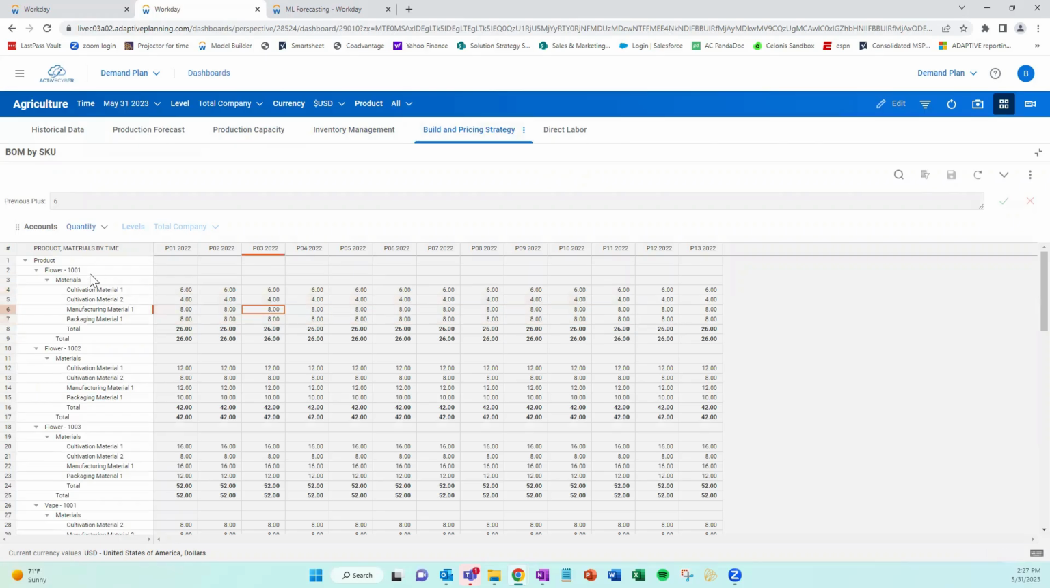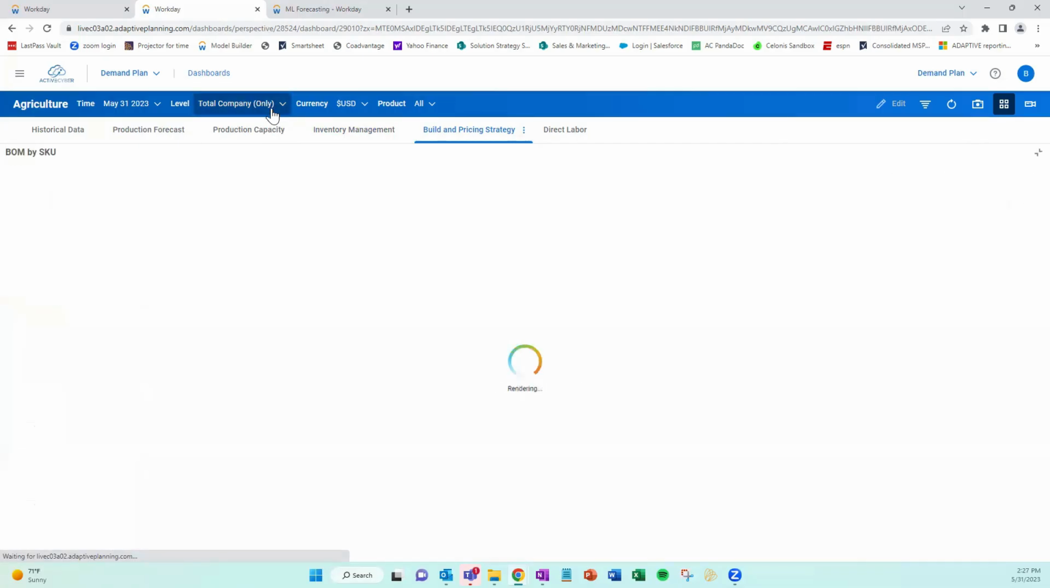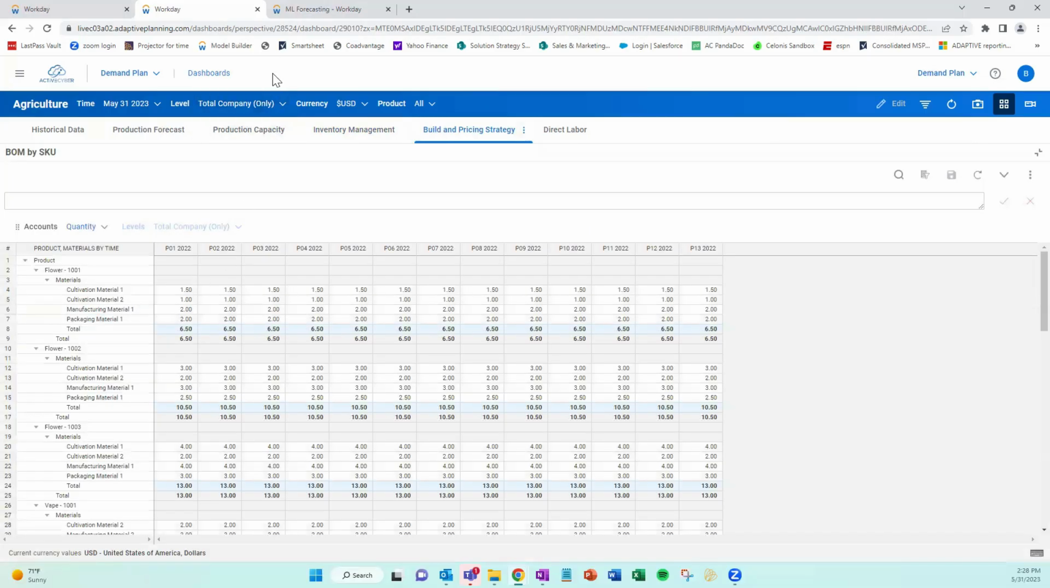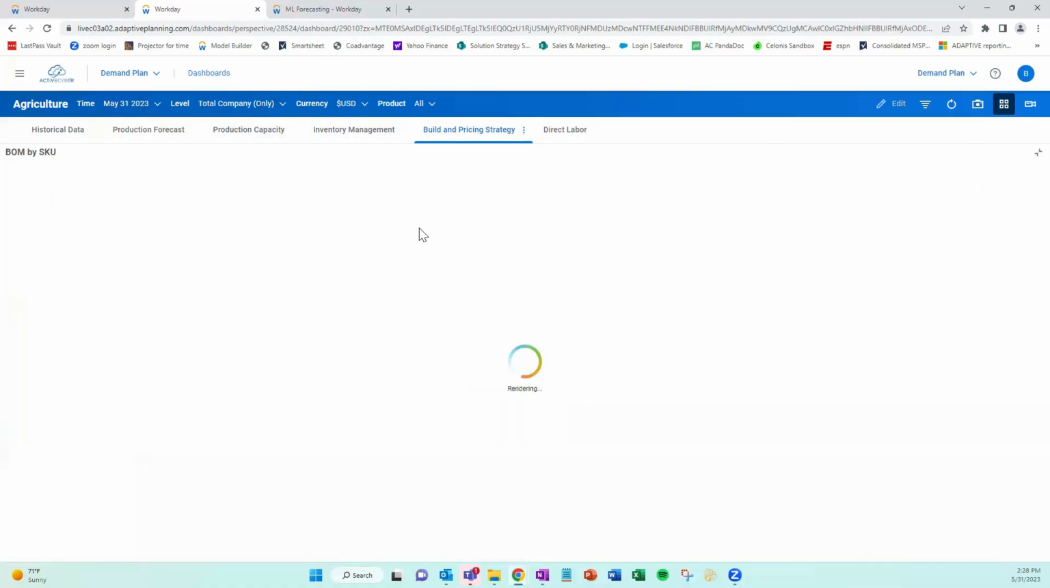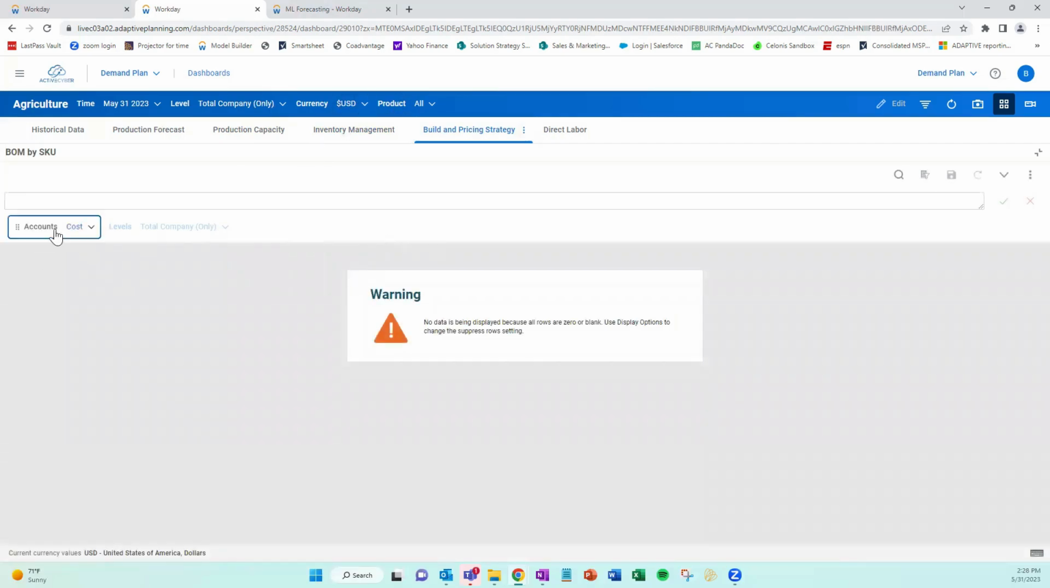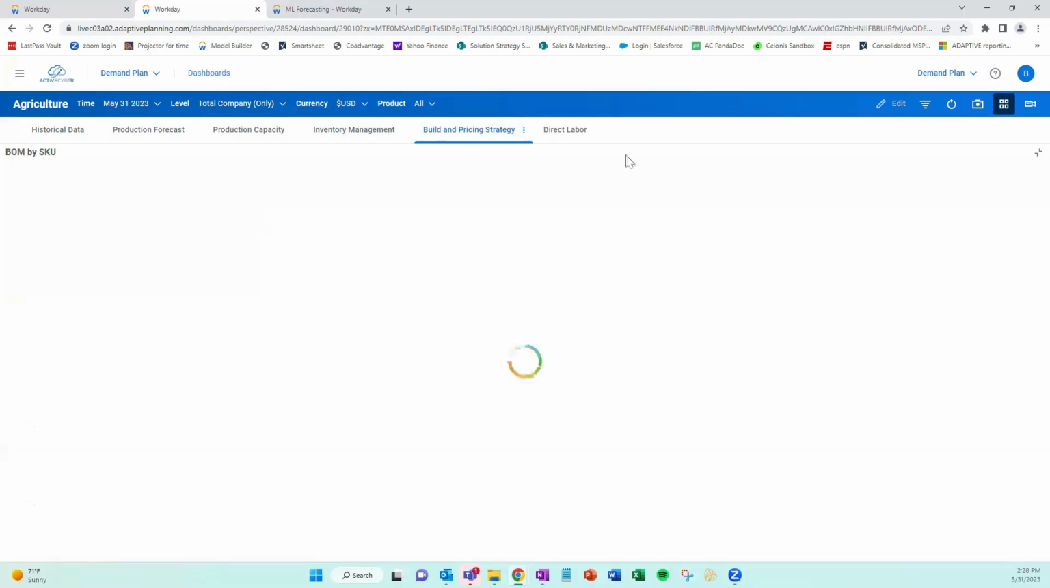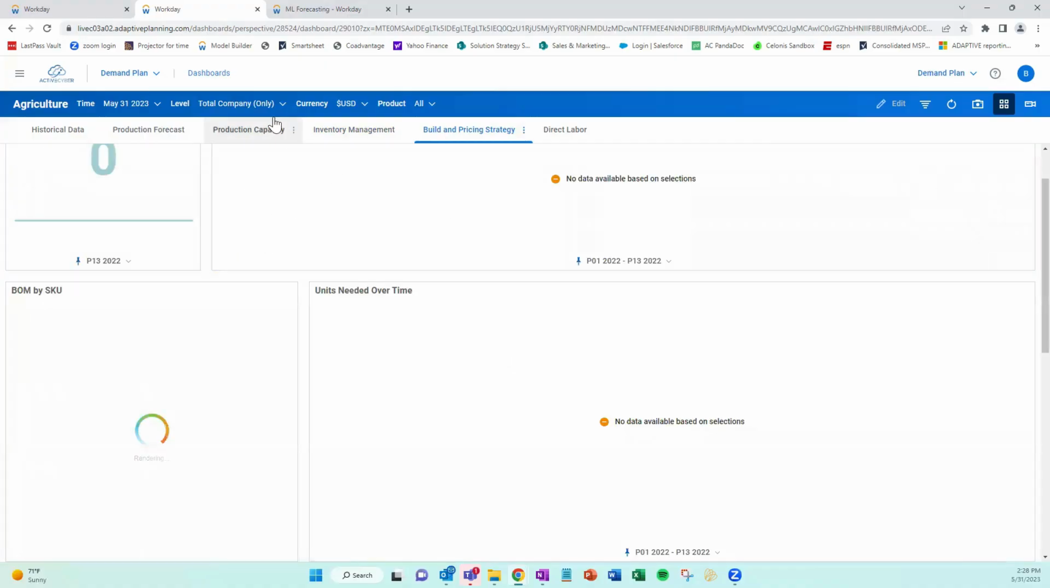Well, we see here that for flower 1001 SKU, we have our various cultivation materials and manufacturing materials, as well as packaging materials associated with them. If I want to select a granular piece of my organization, I'm able to do so, and then make my quantity inputs for our various materials. We also can do this for our cost.